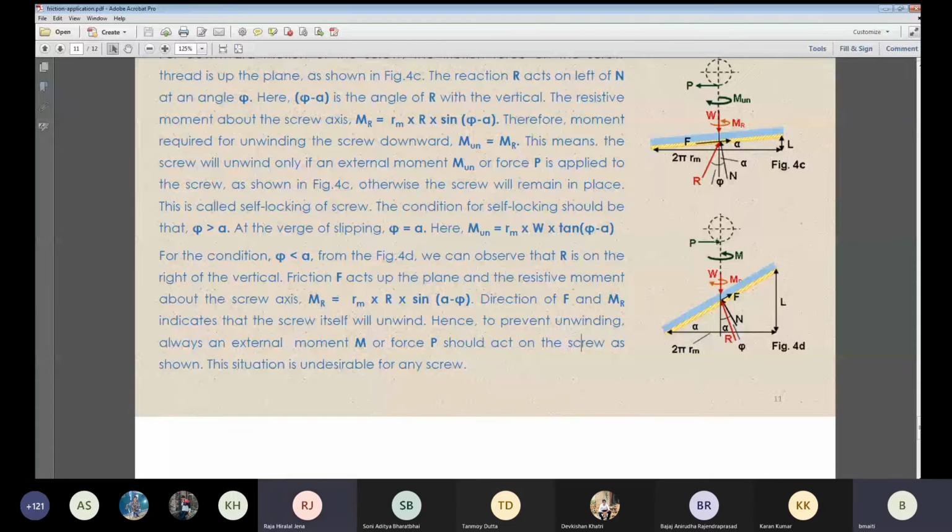Sir, actually, I don't understand the figure properly, because from which plane are we seeing it? Because the reaction we are applying will be from the downward direction, no?